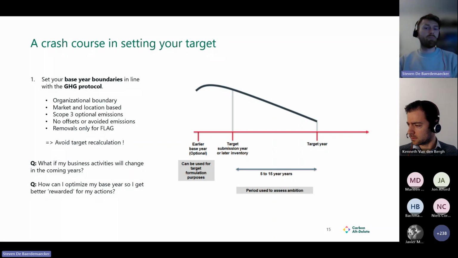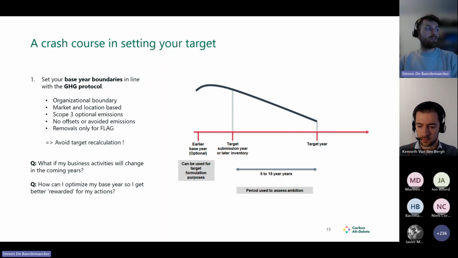When you set your base year emissions, you cannot include any offsets or avoided emissions in that base year. So if you have offsets outside of your supply chain, you cannot subtract them from your emissions, even in your base year, but also later on when setting your targets. That's really beyond the scope of the SBTi.